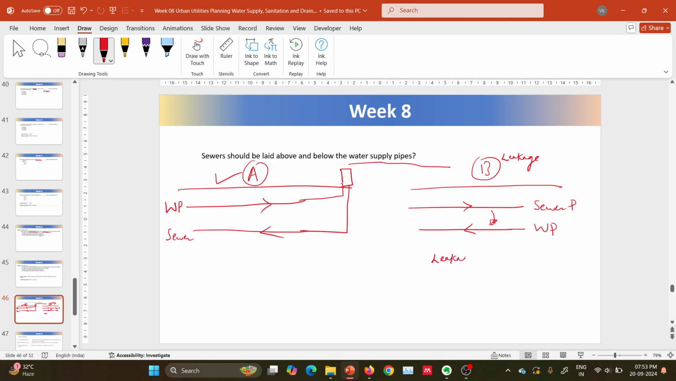So here I can write: leakage affects the water quality of the water supply. Whereas in this case, it won't affect, but it will affect the sewer only when a certain capacity is reached. When the height of water level increases, then it may affect. Otherwise, if there is small leakage, it won't affect the drinking water supply, we can say.